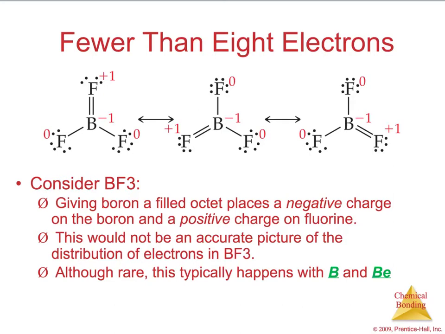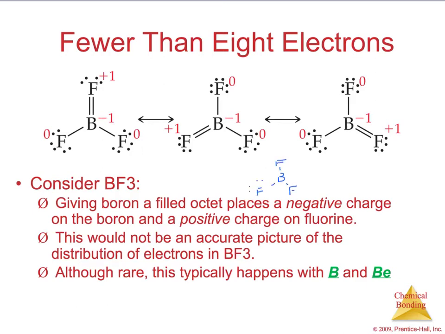Next, we're going to look at the case where we have fewer than 8 electrons. Again, this is a situation that is relatively rare, with the exception of hydrogen and helium, of course. And although this is rare, this occurrence is typically going to happen when we are dealing with boron and beryllium. So let's look at an example, and right now we have boron trifluoride. If you follow the first 4 steps when we're drawing Lewis structures, you're going to get a structure that looks something like this, where we have fluorine, boron, fluorine, and fluorine.